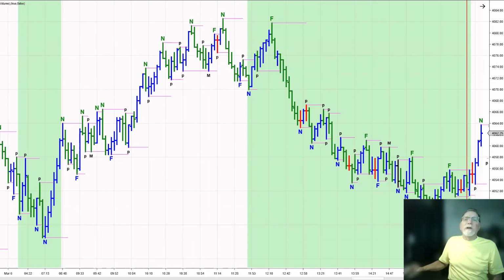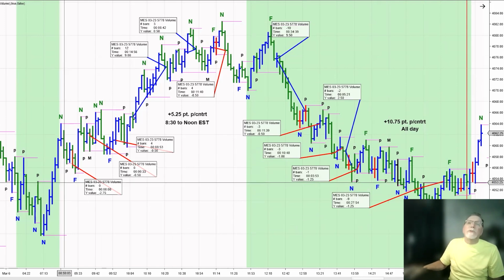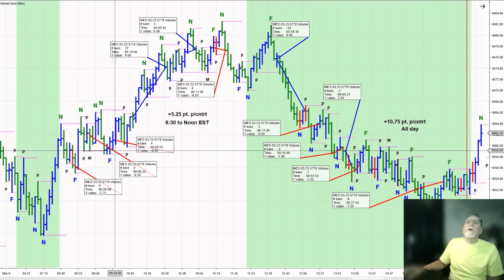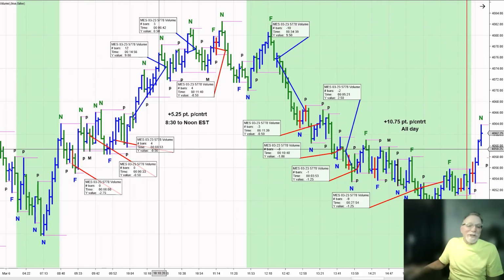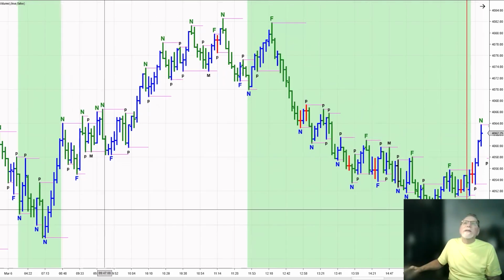So let's look at the trades. There's all of your trades for the day. And look at the ones that we talked about. That first one out of the gate, losing trade. Second one out of the gate, losing trade. Third one out of the gate, losing trade. Oh my goodness. Well, where did those losses come from?